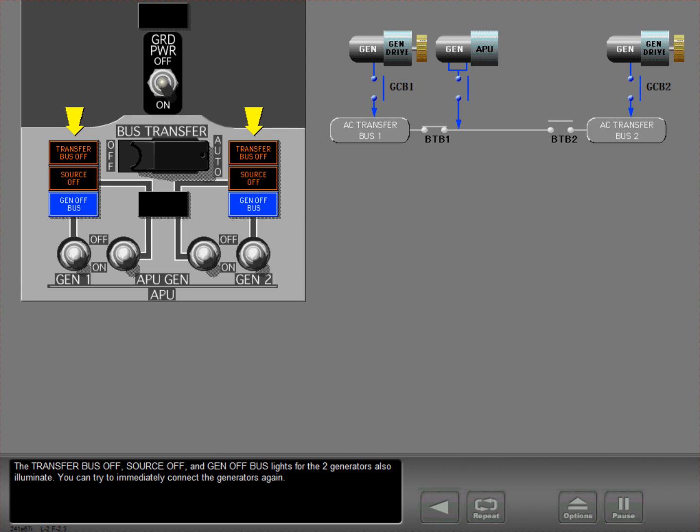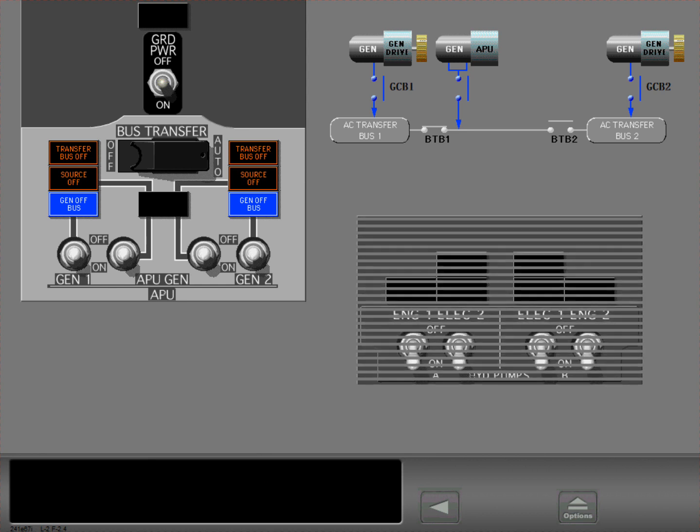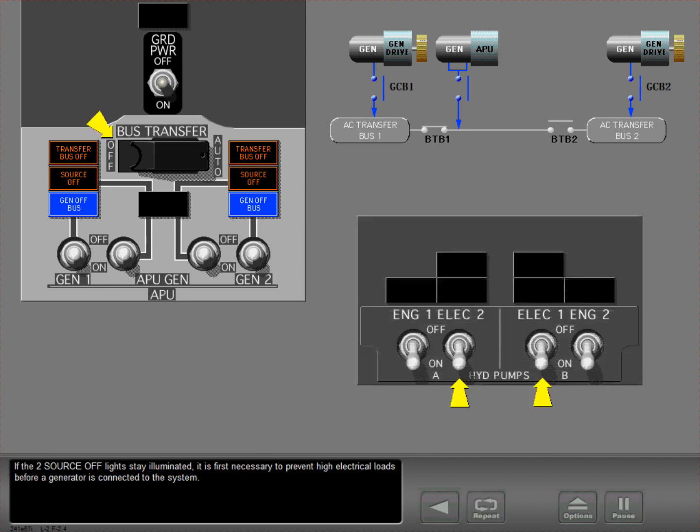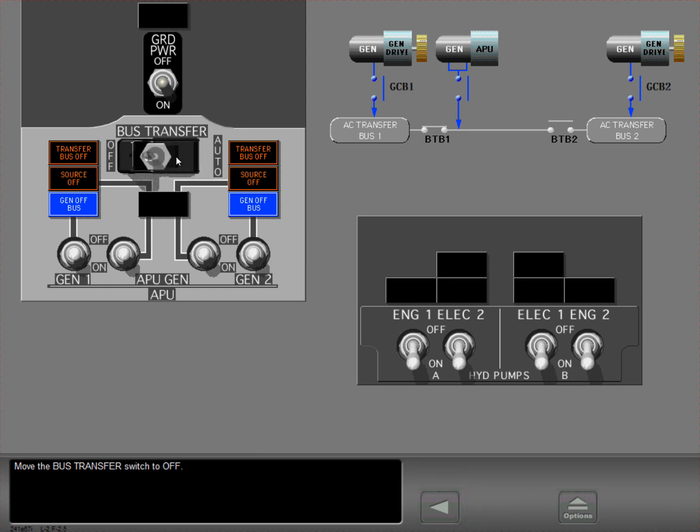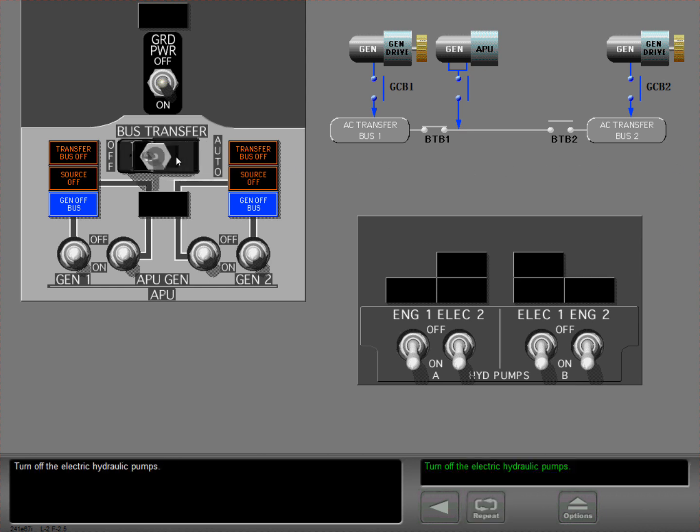You can try to immediately connect the generators again. If the two source off lights stay illuminated, it is first necessary to prevent high electrical loads before a generator is connected to the system. Move the bus transfer switch to off. Turn off the electric hydraulic pumps.